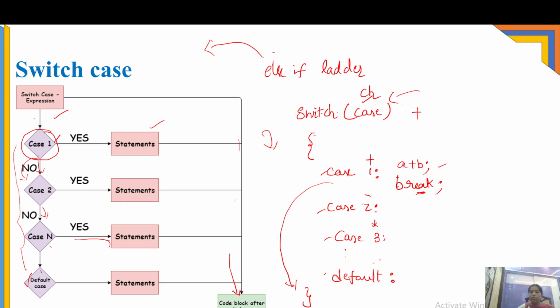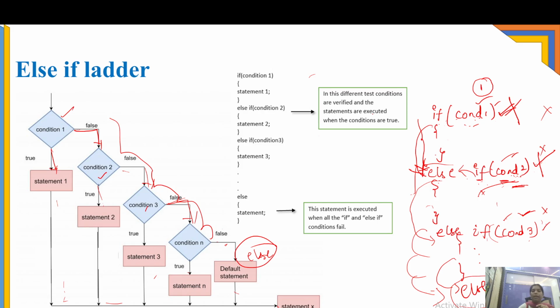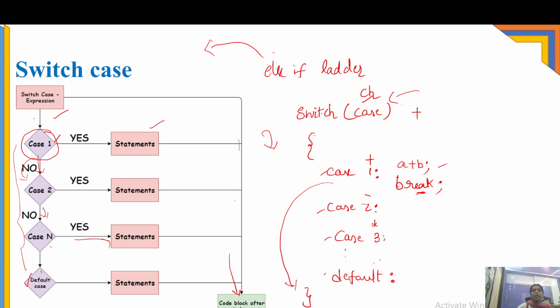Switch is used for, among all cases, among all the conditions, only one condition must be true. In the same else if ladder also, among all the conditions, only one condition must be true. That's why switch is the alternative for else if ladder. Among all cases, only one case will be executed.